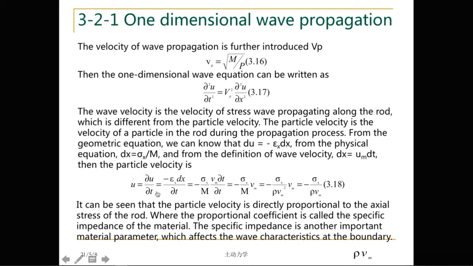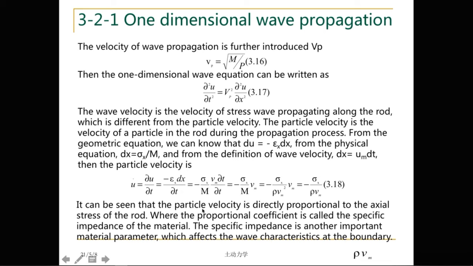u dot is du dt, equal to negative epsilon x dx over dt, which is negative sigma x over m times Vp. Simplify it. We replace m by rho Vp squared. Then, finally, it is simplified as negative sigma x over rho Vp.